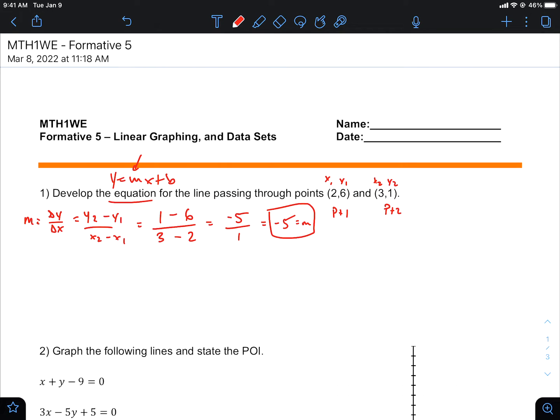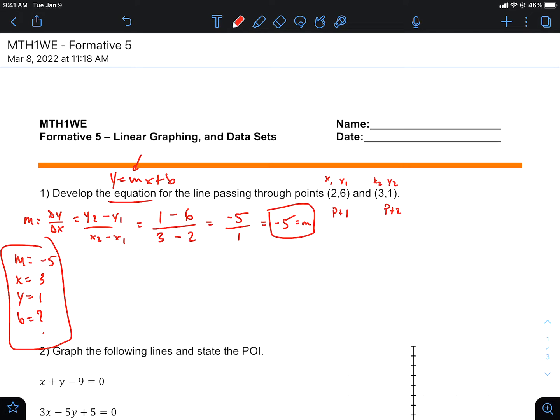Now, once you found m, I would make a list. Listen, these questions aren't going to change. If you see 2 points, you're just finding the slope between them and then plugging in a point and solving for b. That's it. m is going to be negative 5. For x, pick a point, it doesn't matter. You could pick the smaller 2 numbers, whatever. x is 3, y is 1, b is going to be unknown. Just plug them into your y equals mx plus b and solve for b, and then you're done.